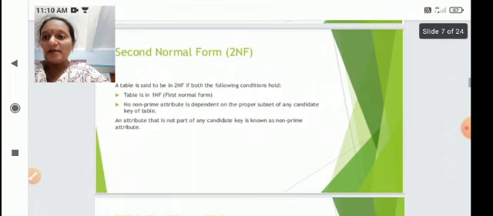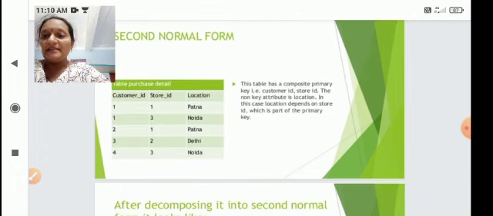And second normal form: a table is said to be in second normal form if both the following conditions hold. The table is in first normal form, and no non-prime attribute is dependent on a proper subset of any candidate key of the table. An attribute that is not part of any candidate key is known as a non-prime attribute.